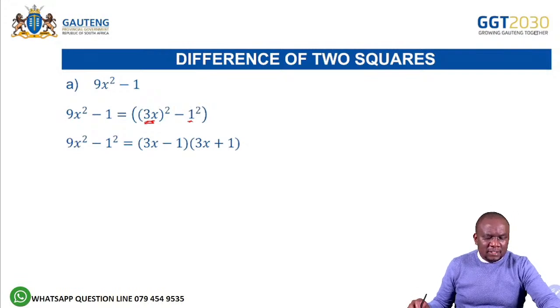Done. Let's mark our work. Let's mark our work just for 20 seconds. I'll wait for you, 20 seconds, then we move on to B.